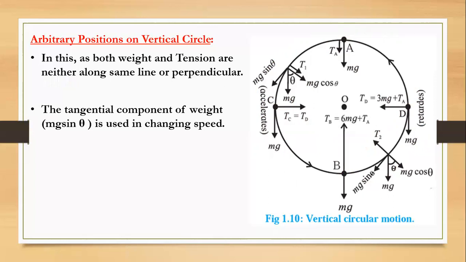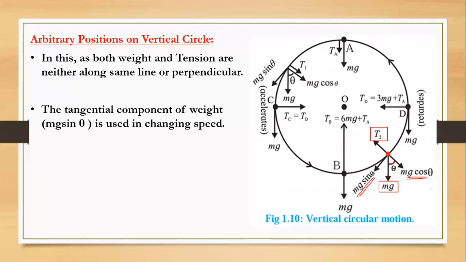When we are talking about the arbitrary position, the tangential component of weight, mg sine theta, is used in changing the speed. Now pay attention. When we consider an arbitrary position, at this point the forces acting are weight and tension. Now this weight mg is resolved into 2 components. The first component is mg sine theta and the second component is mg cos theta. This angle is theta.